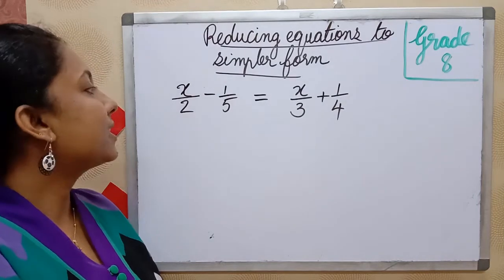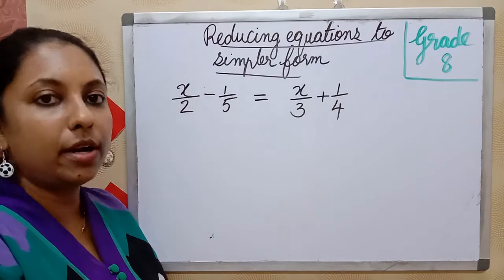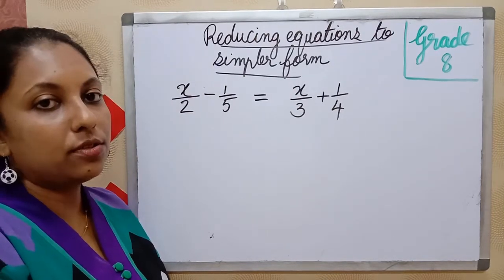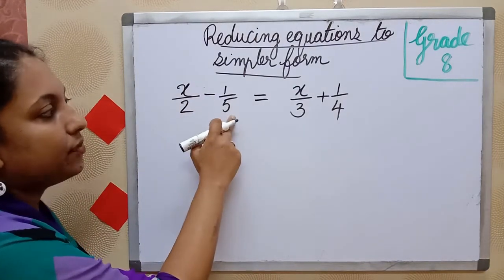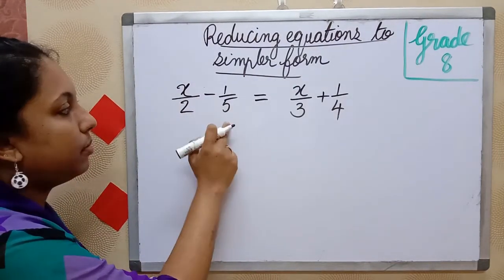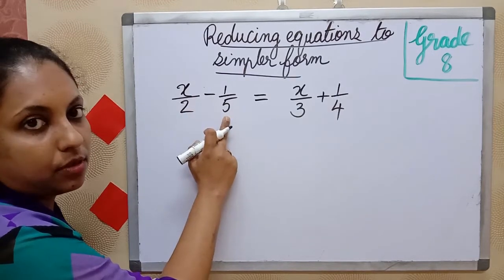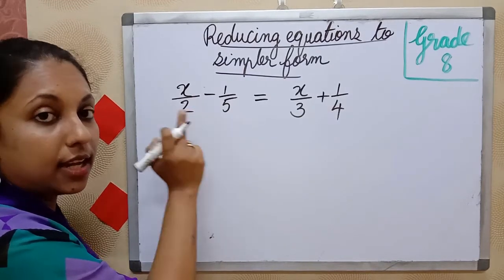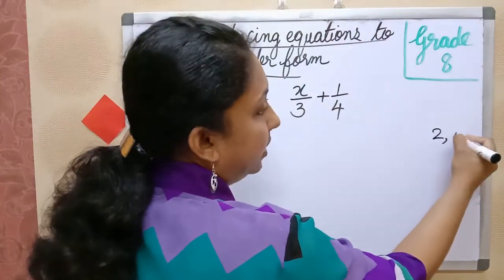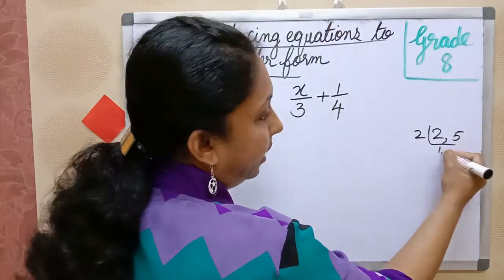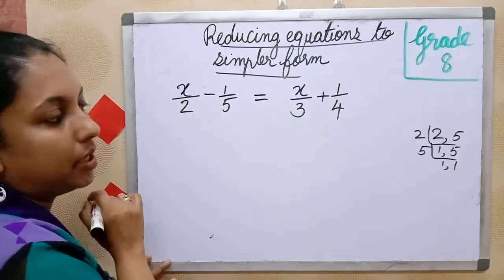Next question. x by 2 minus 1 by 5 is equal to x by 3 plus 1 by 4. How can we solve? Let me explain. x by 2 minus 1 by 5. We have to simplify this. How? Denominators 2, 5. First you have to take the LCM. LCM of 2 and 5 is 10. Obviously 10 only.